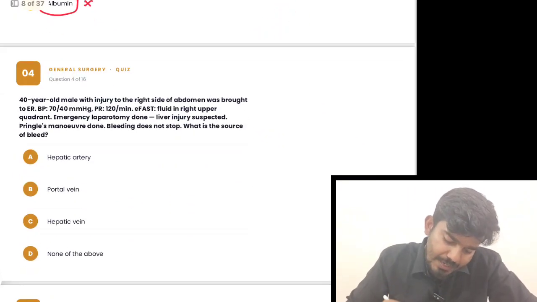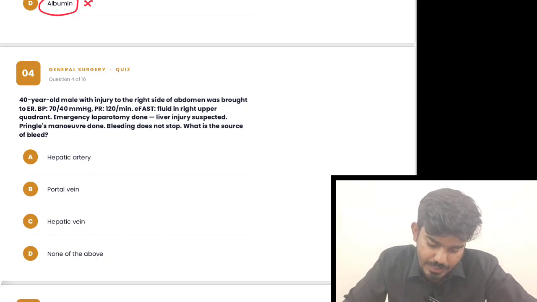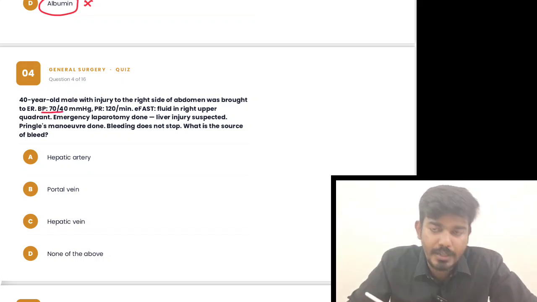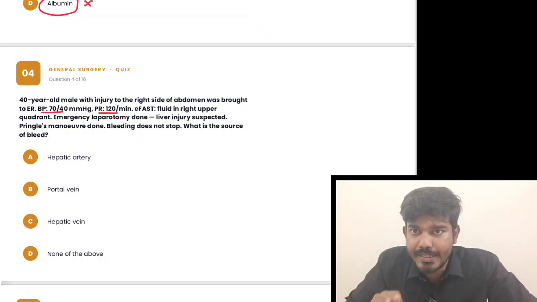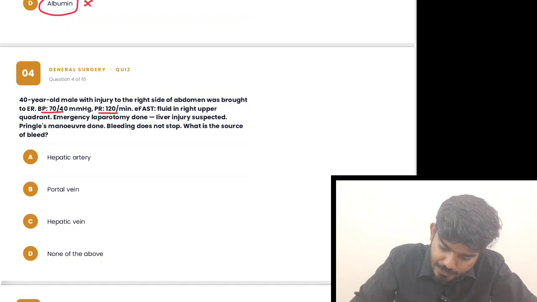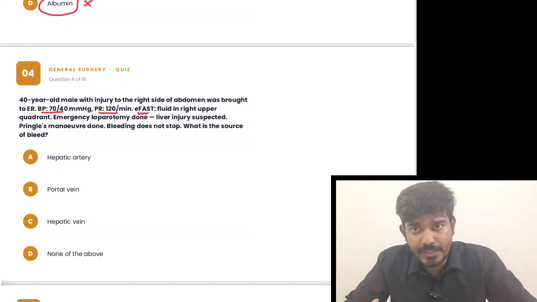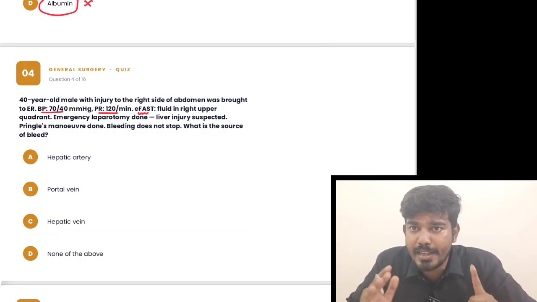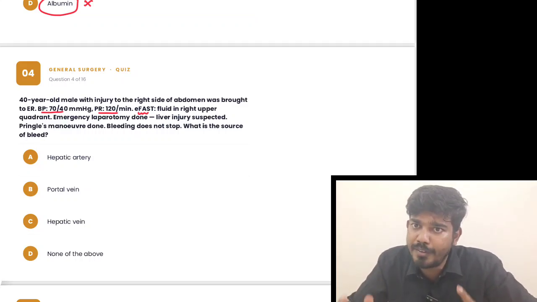Then, a 48-year-old male with an injury to the right side of the abdomen was brought to the ER. BP is 70/40, pulse rate is 120. So the patient is unstable. First, what are we going to do? We are going to do an E-FAST. If there is an abdominal injury and the vitals are unstable, the investigation of choice as well as the first investigation is E-FAST. Here also they have done an E-FAST.